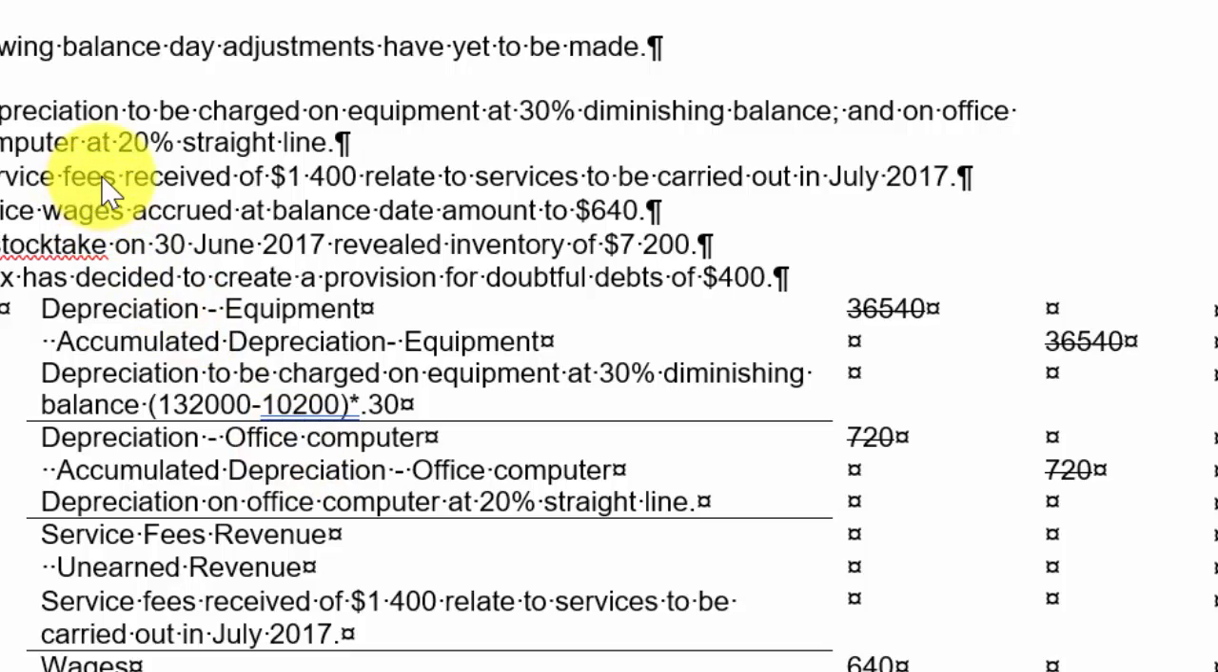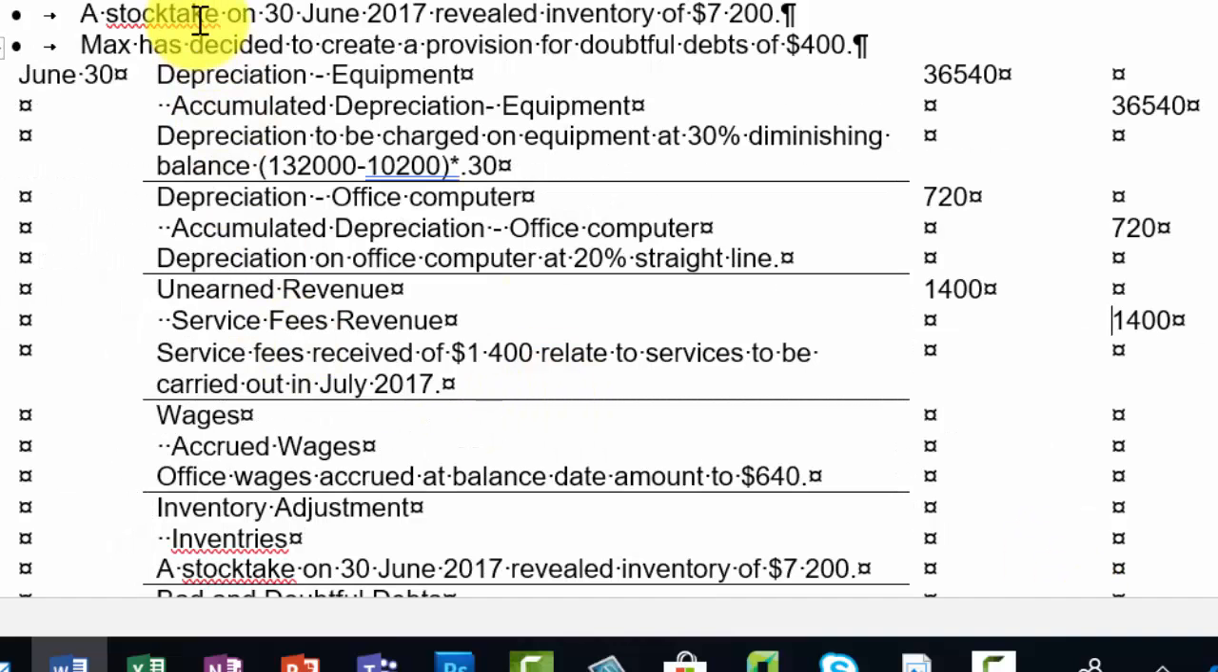The next item is to deal with the service fee revenue that's been received ahead of time. So simply here, it's $1,400 that we're going to debit to service fee revenue, and we're going to credit unearned revenue, which is a current liability. The next dot point, office wages accrued at balance day. That is an accrued expense, so 640. So debit there, and accrued wages, as I've called it, or accrued expense, doesn't matter, 640.